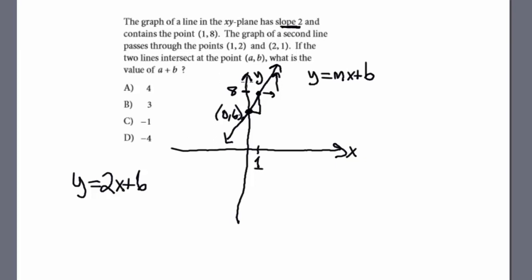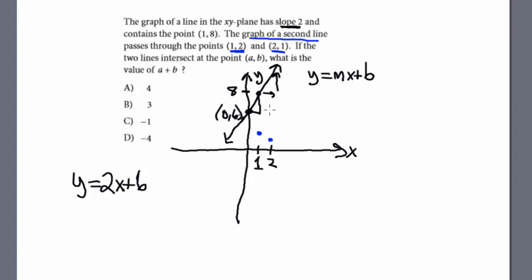The graph of the second line, let's do it in a different color. We'll do it in blue. So the graph of the second line passes through the points (1, 2). So here's 1 and there's 2. There's a rough sketch of it. And (2, 1) means I go over to 2 and I go up 1. Let's say it looks something like that.